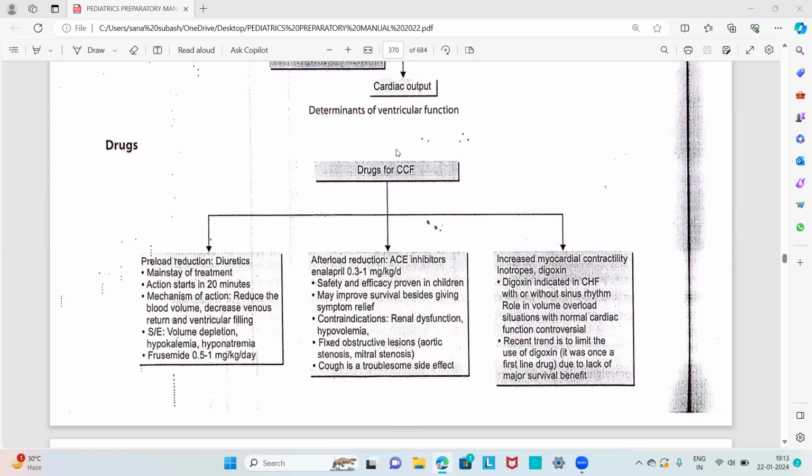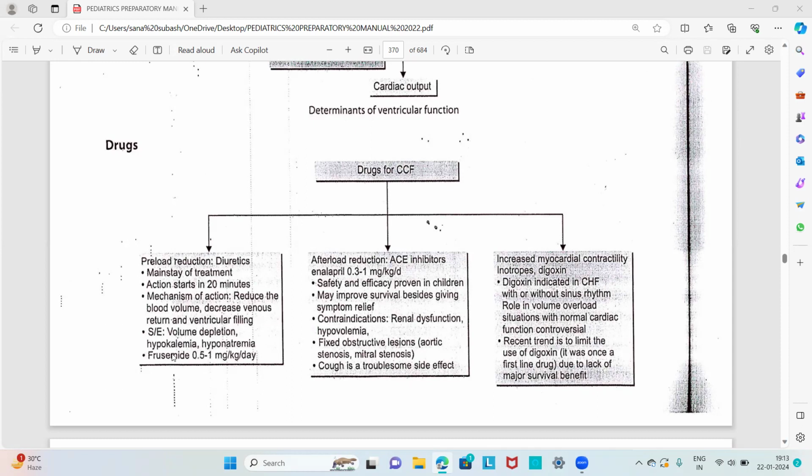So the drugs are used for such purposes: preload reduction, afterload reduction, and increased myocardial contractility. For the preload reduction, we use the diuretics, which are the mainstay of the treatment. Action starts 20 minutes after administration of diuretics. The mechanism of action is that they reduce the blood volume and decrease the venous return and ventricular filling. The side effects are volume depletion, hypokalemia, and hyponatremia.